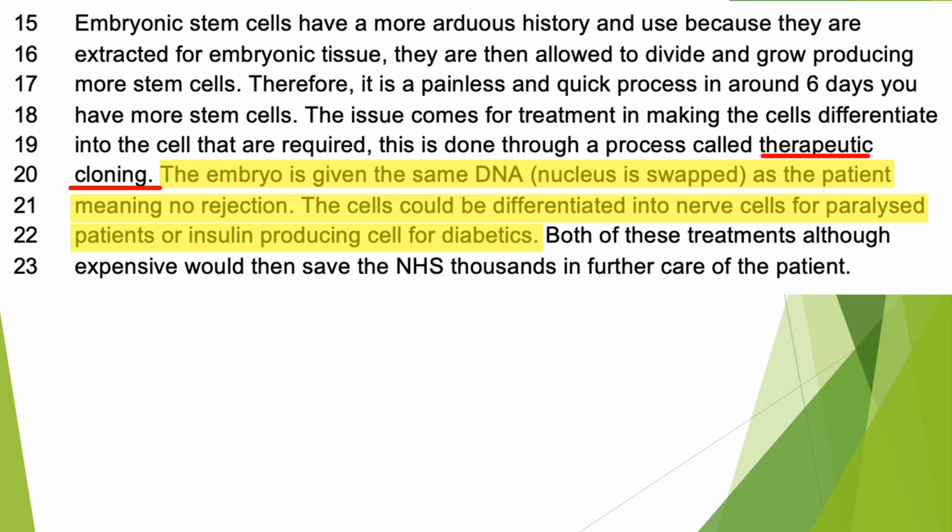The cells could be differentiated into nerve cells for paralyzed patients or insulin-producing cells for diabetics. So these are just a couple of solutions for how cells can be used. Both of these treatments, although expensive, would save the NHS thousands in further care of the patient. So instead of just giving insulin for the rest of a diabetic's life, you could insert programmed stem cells that would solve the issue right there and then. Right? The only problem, as it states, is that it's really expensive.